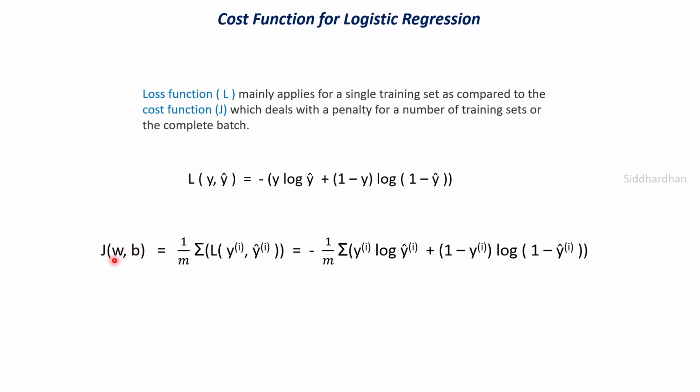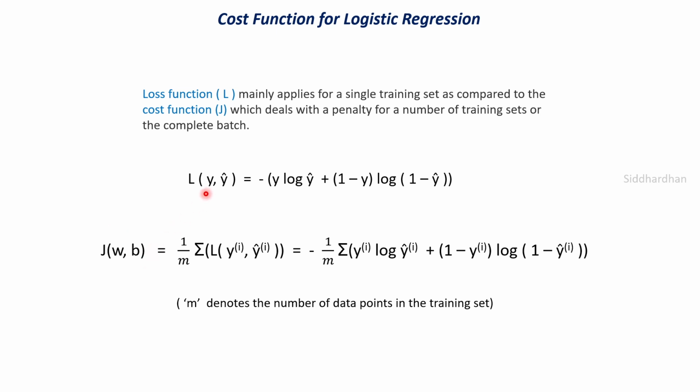That's why I've represented it as J of w comma b, and J of w comma b is equal to 1 by m, where m denotes the total number of data points, times the summation of all the loss functions. How we find the cost function is, our machine learning model will try to find the loss function for all the individual data points. Once it finds the loss function of all the data points, it will sum it up and take the average of it, and that is called the cost function. So the cost function is nothing but the mean average of the loss function, nothing more than that.